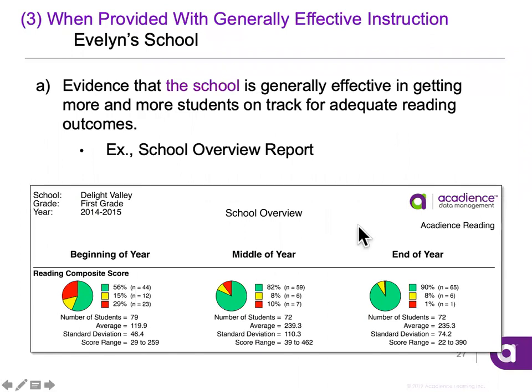So here's the example I was using with Acadience Data Management's overview report. This is a picture of what it looks like when you can document that your classroom grade level instruction is generally effective. If you're getting more students to benchmark at the middle and end of the year than you had at the beginning of the year, that's good evidence for generally effective instruction. I think this is one of the best and the easiest ways to meet that criteria.